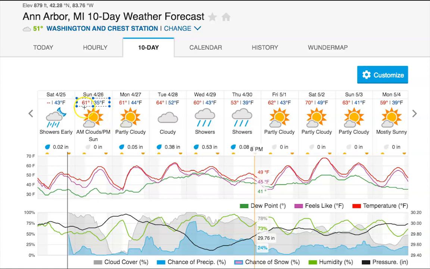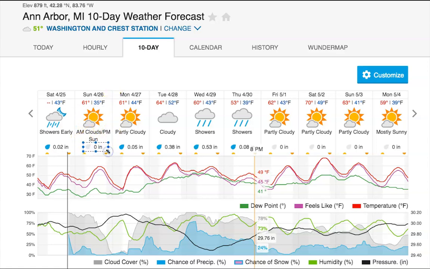The red temperature is the high temperature for the day. So on Sunday, the 26th, the high temperature is supposed to be 61 degrees. And the low temperature is supposed to be 35 degrees. Then here it gives you a brief summary of what the weather is going to be like. So here it says AM cloudy, and in the PM it will be sunny.